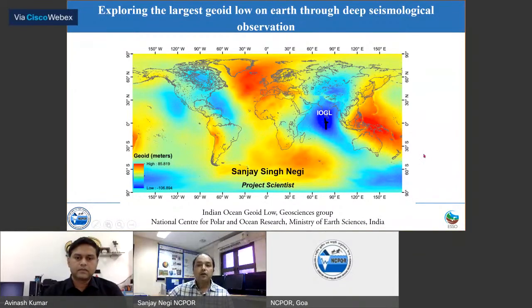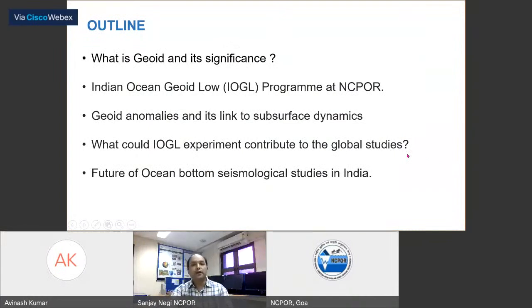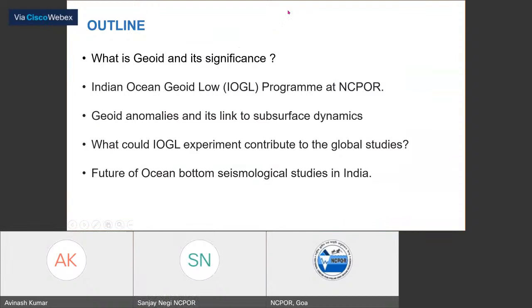So the main outline of my talk is: what exactly the geoid is; I'll be explaining the geoid and its significance. I'll be discussing the Indian Geoid Low program at NCPOR, and I'll be switching to the geoid anomalies and their link to subsurface dynamics, what the IOGL experiment could contribute to global studies, and finally the future of ocean bottom seismological studies in India.